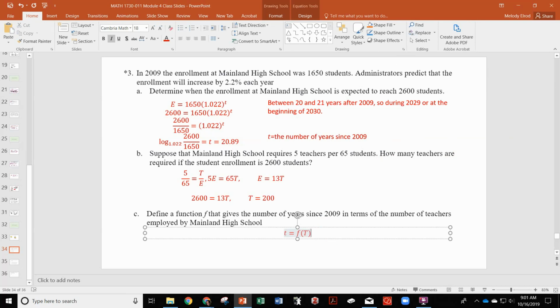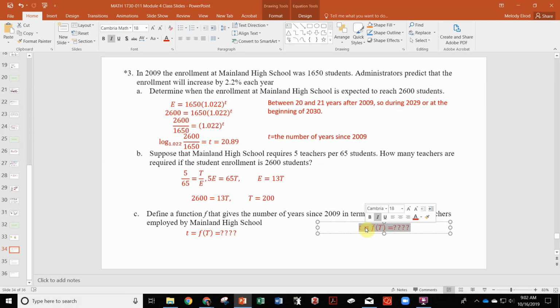So that's what we're looking for: we want to know what is the rule for that function. Well, to do that, we need to think about how we defined it in terms of the enrollment, right? Could we do it in terms of the enrollment? We can totally do that. So let's give ourselves a place to write that. So I'm going to put that over here.